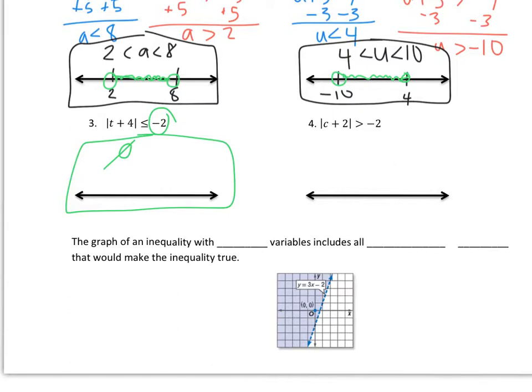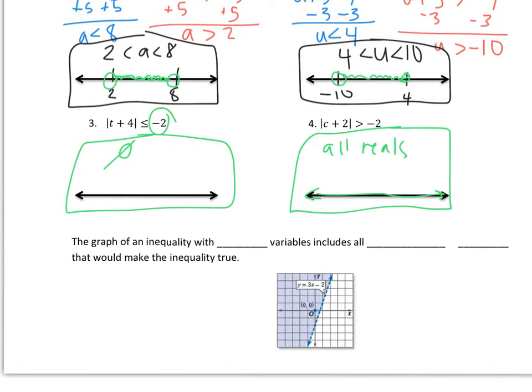So number 4 says the absolute value of c plus 4 is greater than negative 2. Well, the absolute value of an expression is greater than a negative number. That will always be true. So here, this is another special case. This is all reals, and my graph would all be filled in because every answer would be a possible solution.